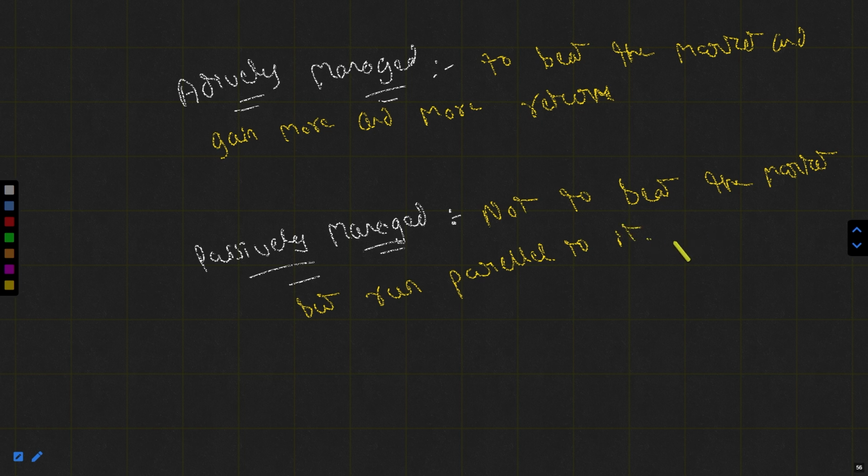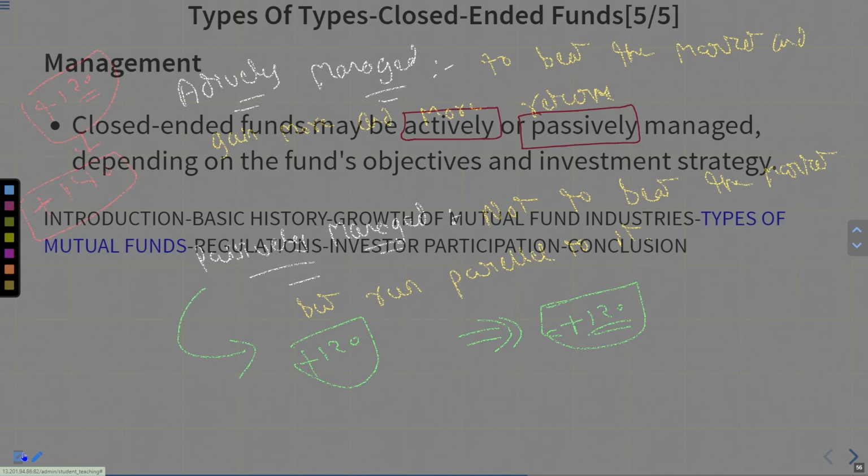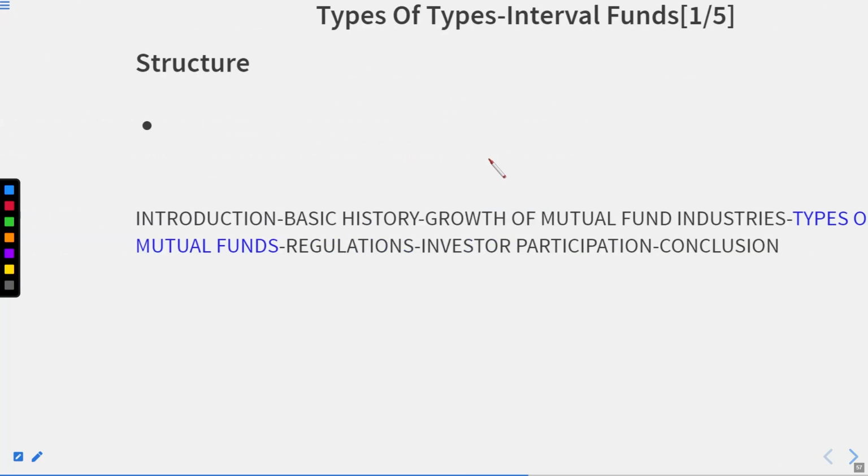Whenever we talk about actively managed funds, it means that whatever the market is doing, they always try to beat the market. Suppose the market is at plus 120, for example, then the actively managed fund will try to reach plus 140, so that it can gain more and more returns. But the passively managed funds are not trying to beat the market, they are trying to go parallel to it. If the market is at 120, the passively managed fund will also try to reach 120. They won't try to go ahead of it. All right, this is the only difference between actively and passively managed funds. So closed-ended funds could be actively or passively managed.